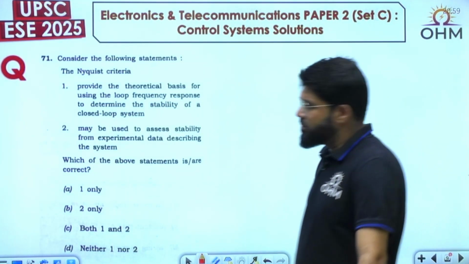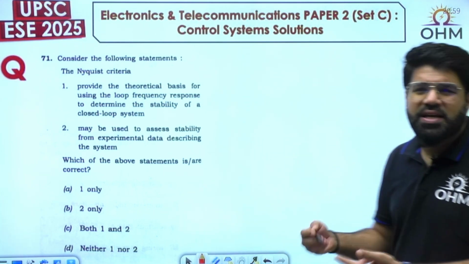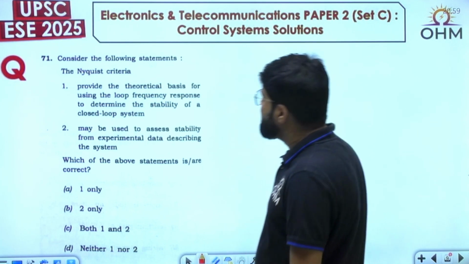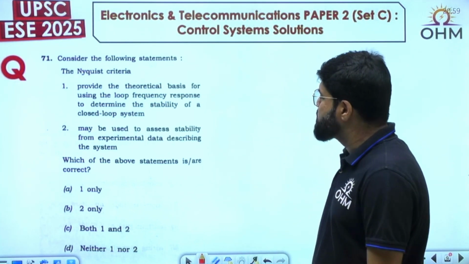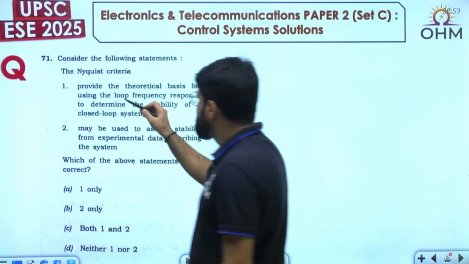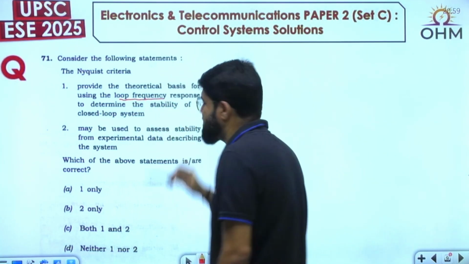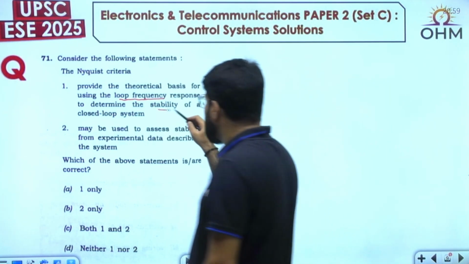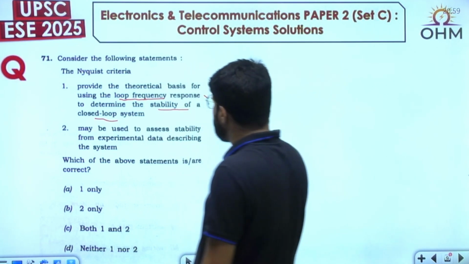Consider the following statements. There are some basic understanding questions. The Nyquist criteria provide the theoretical basis for using the loop frequency response to determine the stability. Yes, of course, the Nyquist criteria will use the loop frequency response, that is G(j omega) H(j omega), but it is used to finally determine the stability of the closed loop system. So this statement is correct.